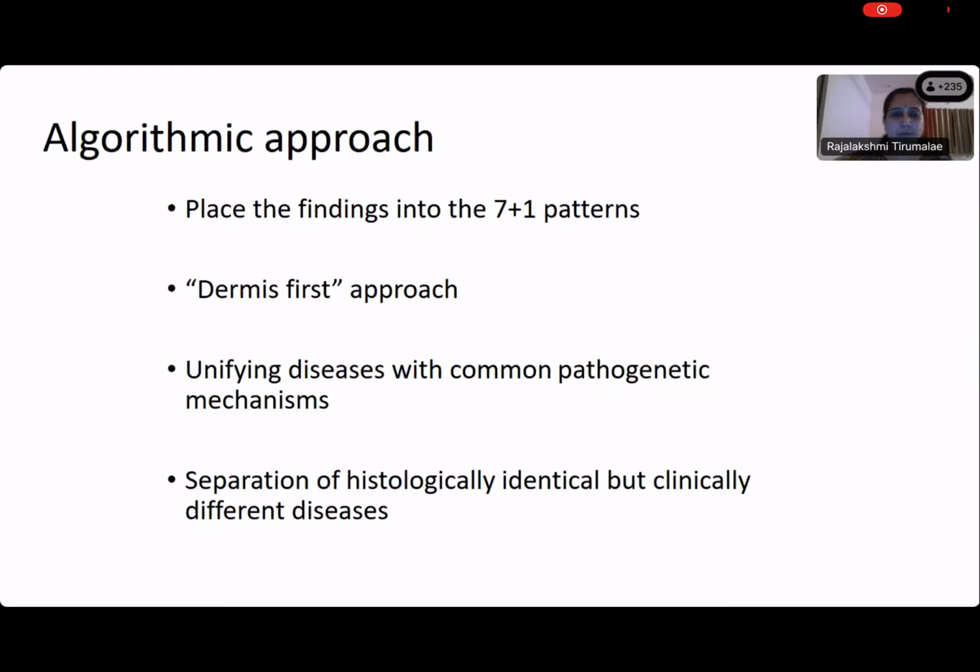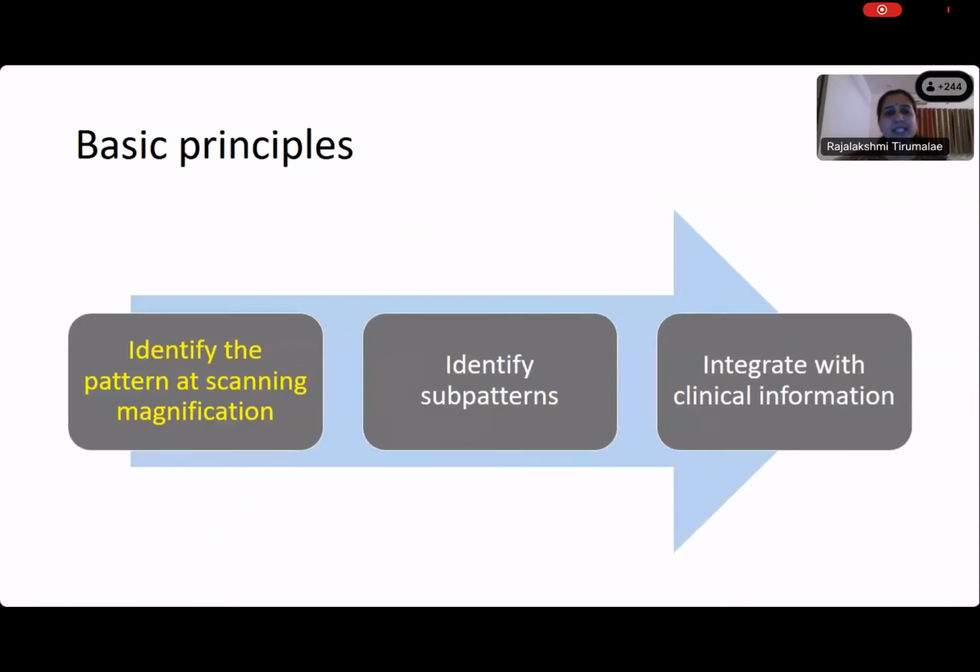Contrary to the approach which starts with defining the epidermal changes first, this approach uses a dermis-first approach. So you're trying to first define the dermal pattern and then look at the epidermal changes. There are certain advantages and disadvantages with this method, so we will look at that as we go more into the details. Basically, there are 3 steps. First of all is to identify the pattern on scanning magnification. It is very helpful if one has a 1x or 2x scanner, which would give you a very accurate idea of the pattern.